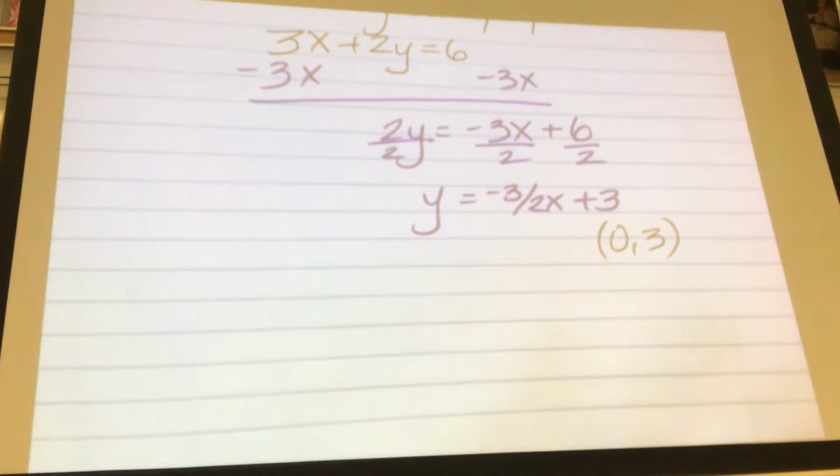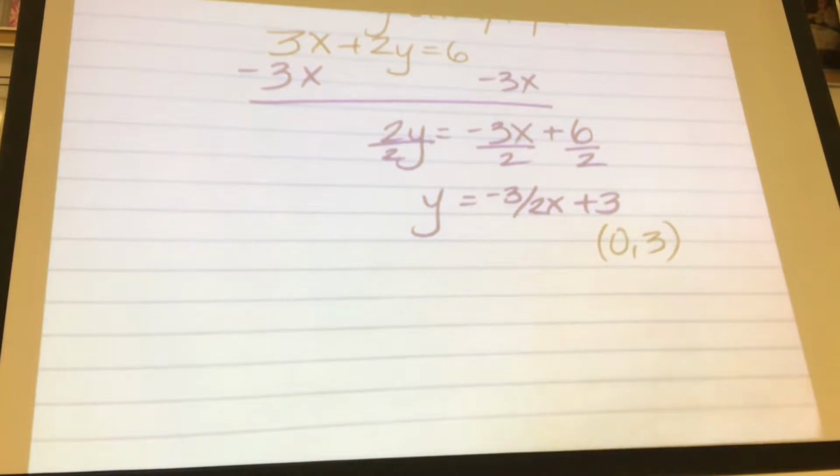You guys, didn't we just say that every y-intercept has an x value of what? 0. So look what we're going to do, you guys. I want you to highlight.